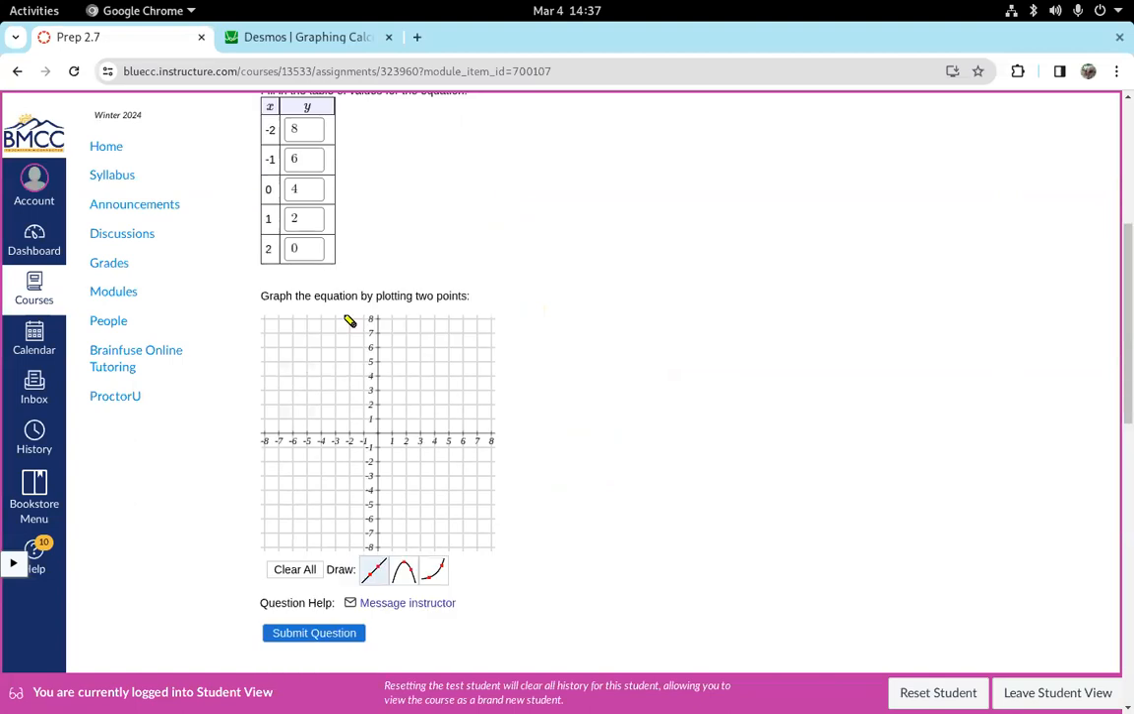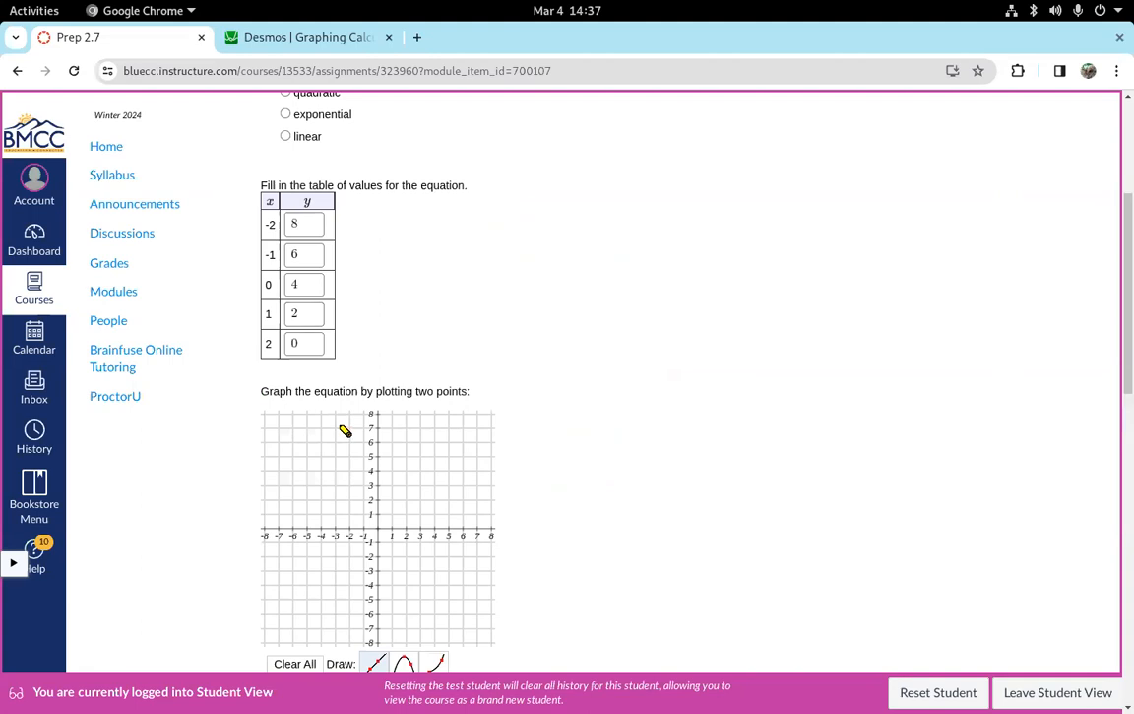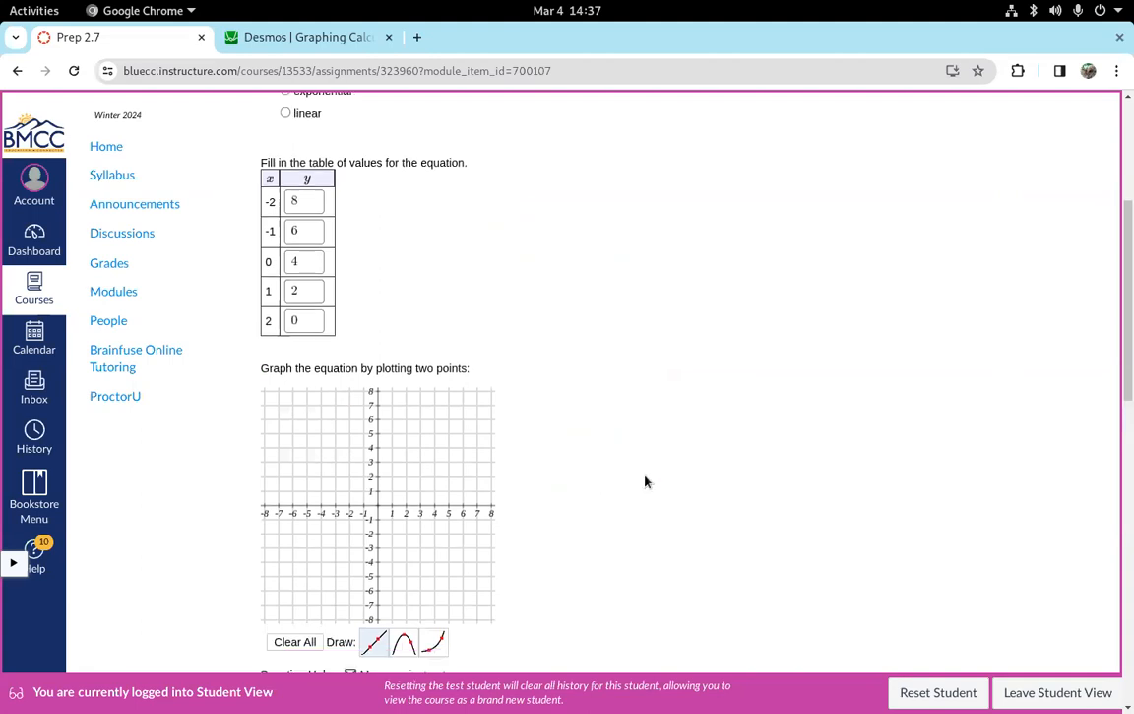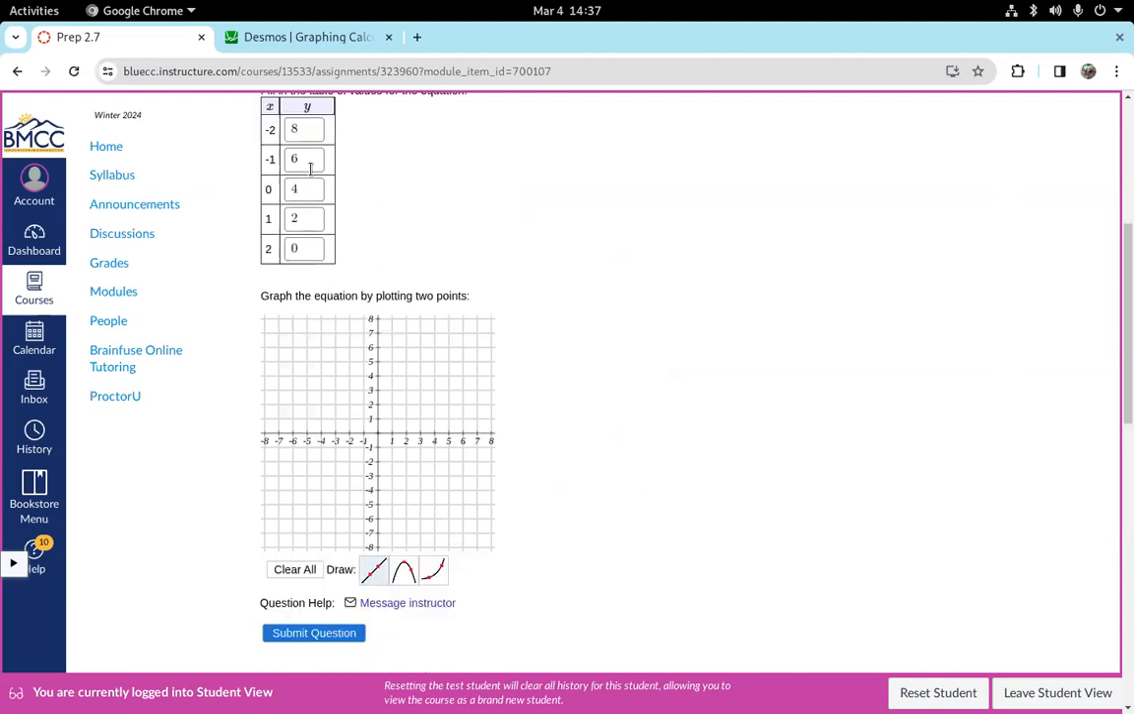And let's see, here we want to graph the equation just by plotting 2 points. So I can pick any 2 of those points if I got them right. Hopefully they all line up. So I'm going to plot the first one, negative 2, 8. That would be right there. And I'm just going to kind of move over to where the numbers are. We have negative 1, 6, which would be there. And then we have 0, 4. It looks like they're going to line up. 1, 2 is over there. And then 2, 0 is down there.